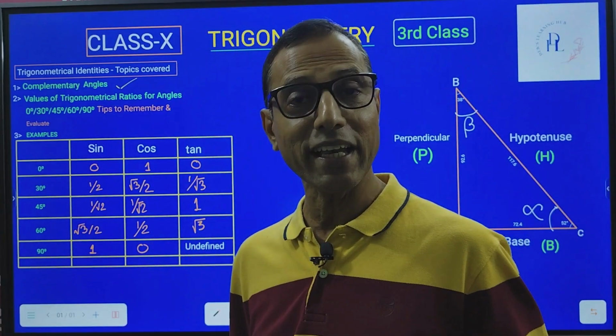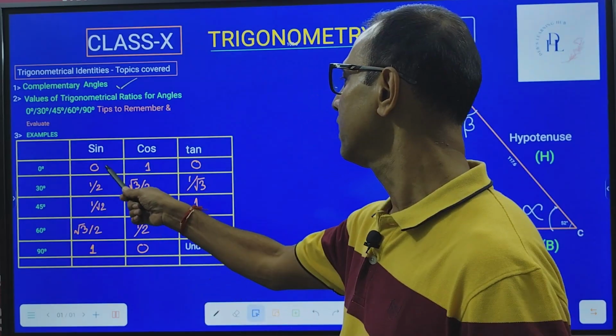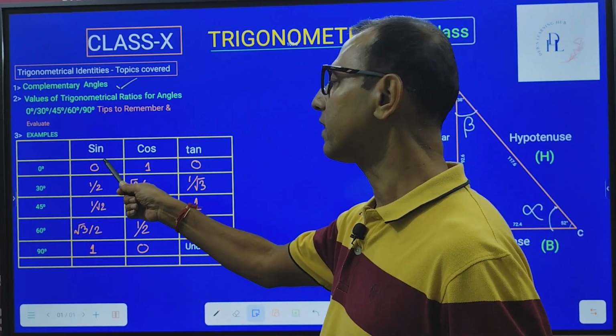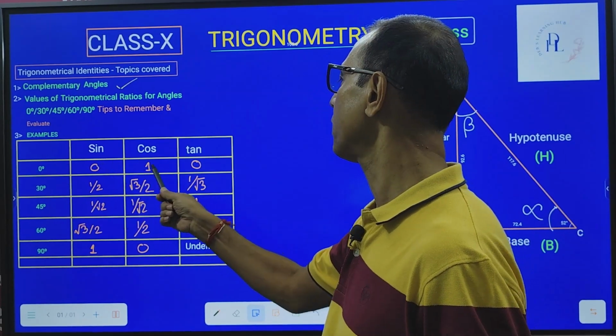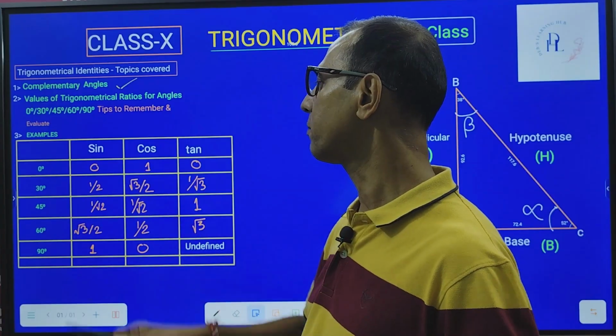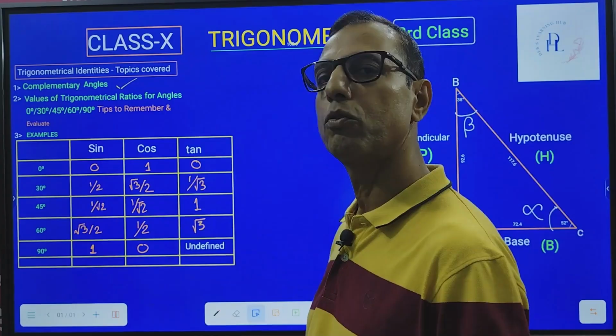Now if you know sine and cos, then you can easily find out tan. Sine 0 is 0, cos 0 is 1. Now tan theta equals sine theta by cos theta, that means 0 by 1 equals 0. Sine 30 is half, cos 30 is root 3 by 2, so sine theta by cos theta equals tan theta, that means 1 half by root 3 by 2, that is 1 by root 3.